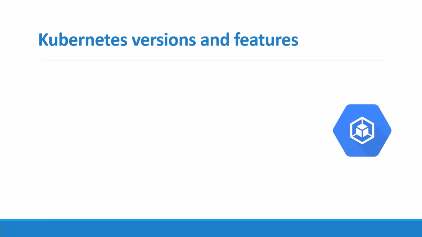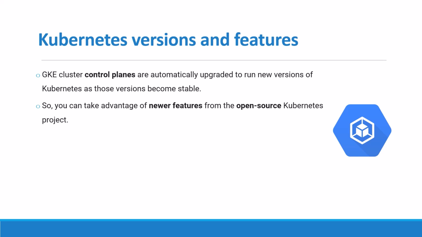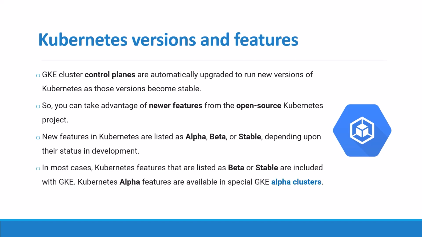Now, let's start learning about Kubernetes versions and features. GKE cluster control planes are automatically upgraded to run new versions of Kubernetes as those versions become stable. So you can take advantage of newer features from the open source Kubernetes project. New features in Kubernetes are listed as alpha, beta, or stable, depending upon their status in development. In most cases, Kubernetes features that are listed as beta or stable are included with GKE. Kubernetes alpha features are available in special GKE alpha clusters.